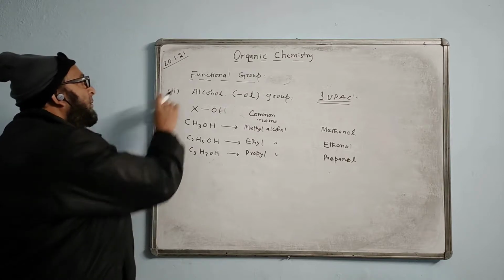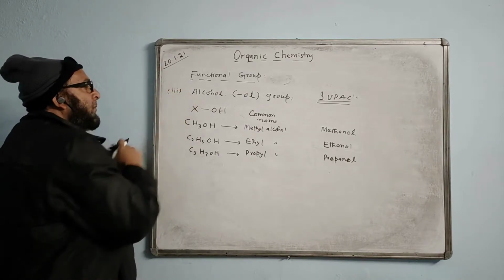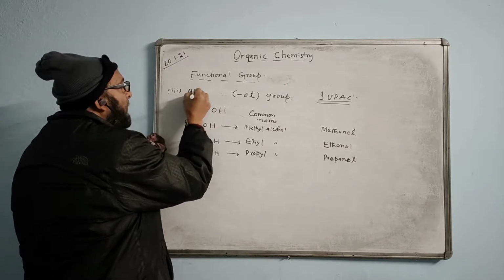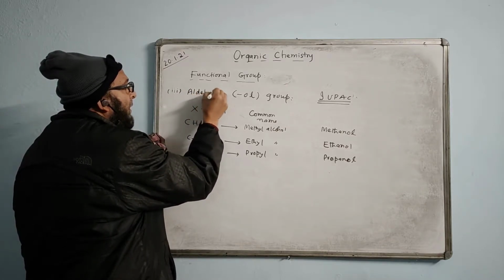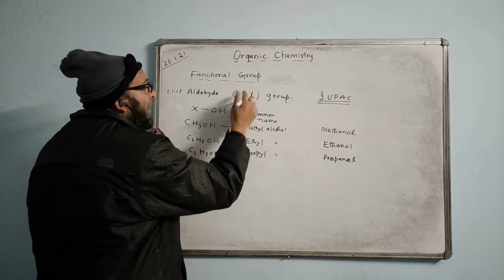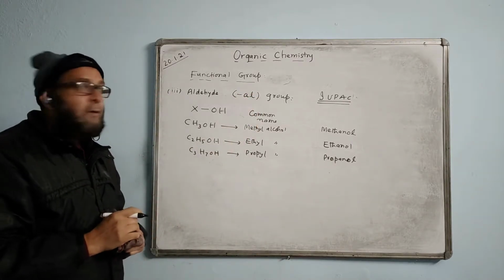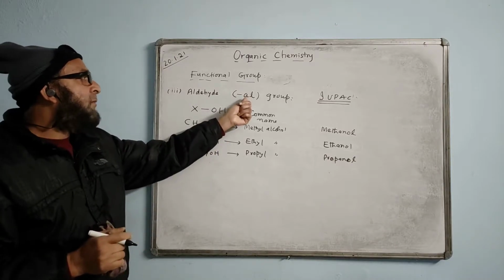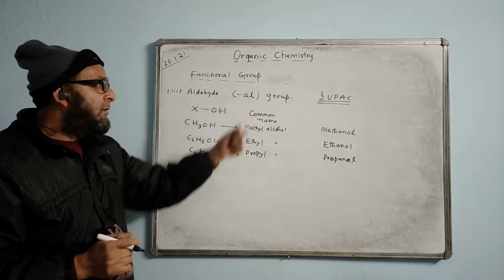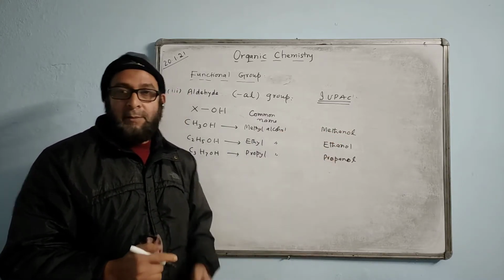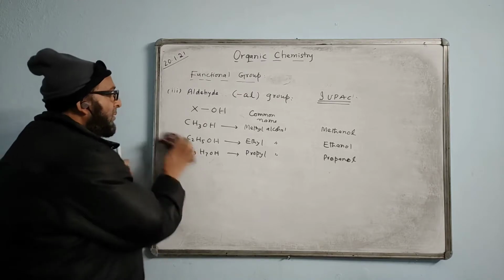Now the third group. The third group name is the aldehyde group. The aldehyde group is called al. At the end you have to add the letters al, like ethanol, propanol, it becomes like that. Okay, now I'll show.